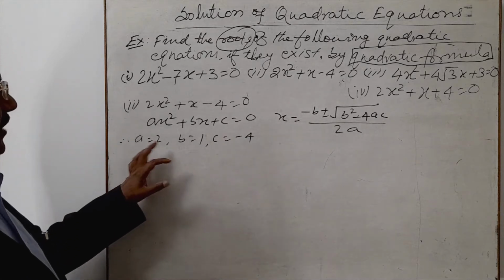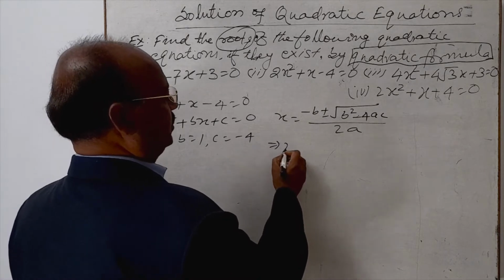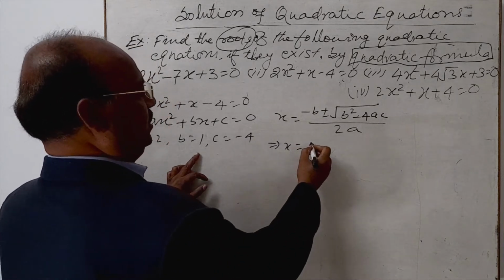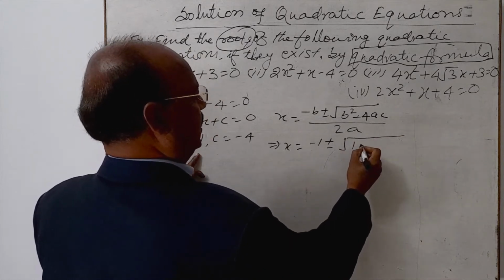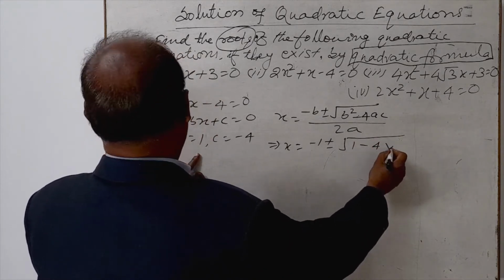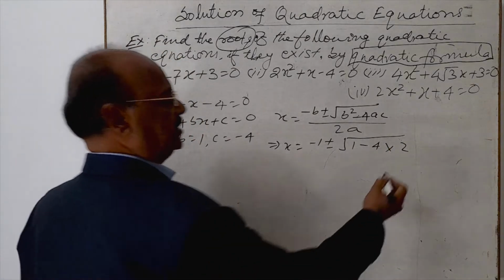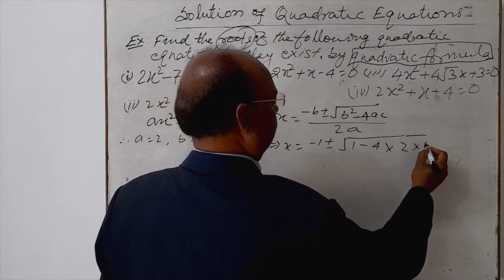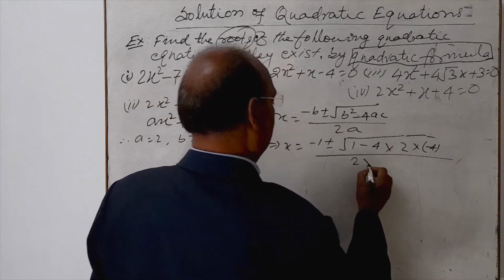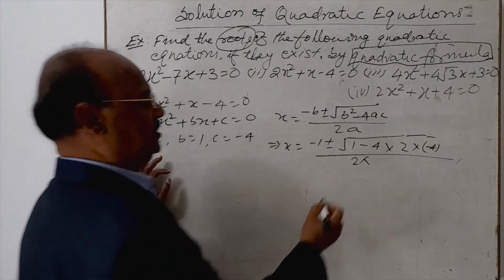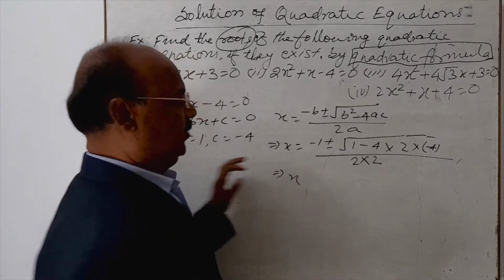Now we'll put these values of a, b and c here in this quadratic formula. So you will get x is equal to minus b, meaning minus 1, plus minus root over b square, meaning 1, minus 4 into a, which is 2, and c, which is minus 4, divided by 2 into a, which is 2 here. Correct? Now let us simplify it.